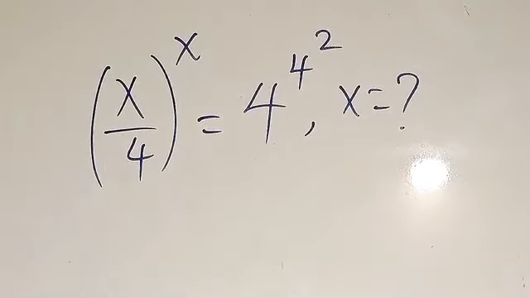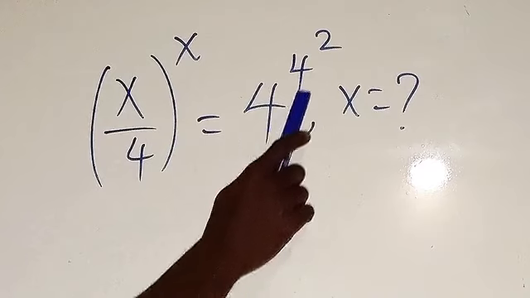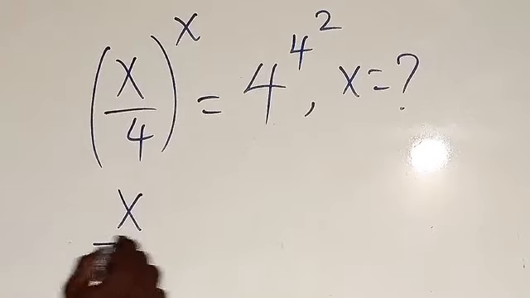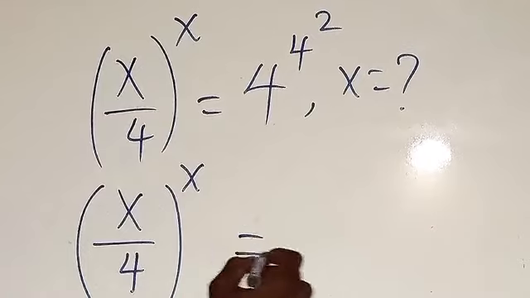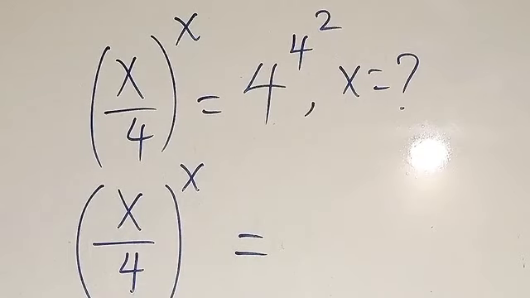We want to solve this exponential equation, but we are interested in just solving one of the solutions, especially the one that is an integer, a positive integer. Now we have (x over 4) to the power of x equals 4 to the power of 4 raised to the power 2. So now I'm going to have (x over 4) to the power of x equals 4 raised to the power of 2.